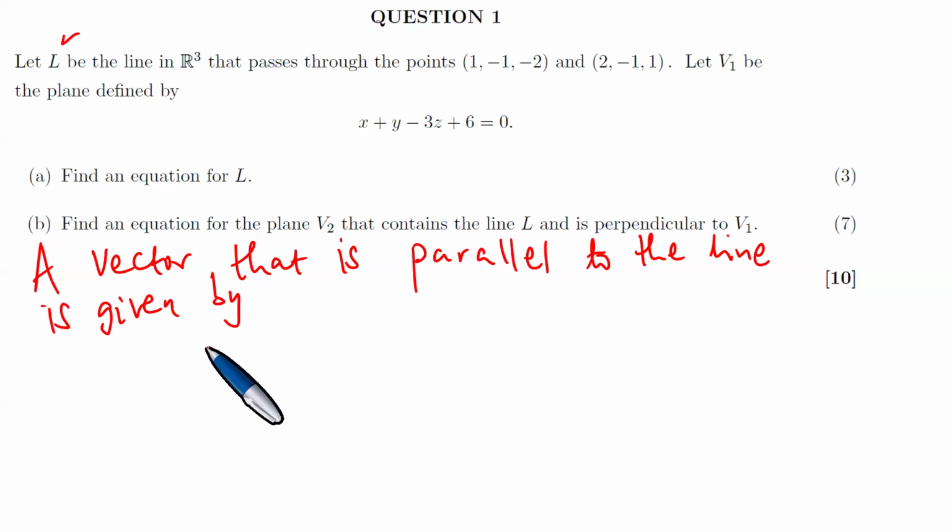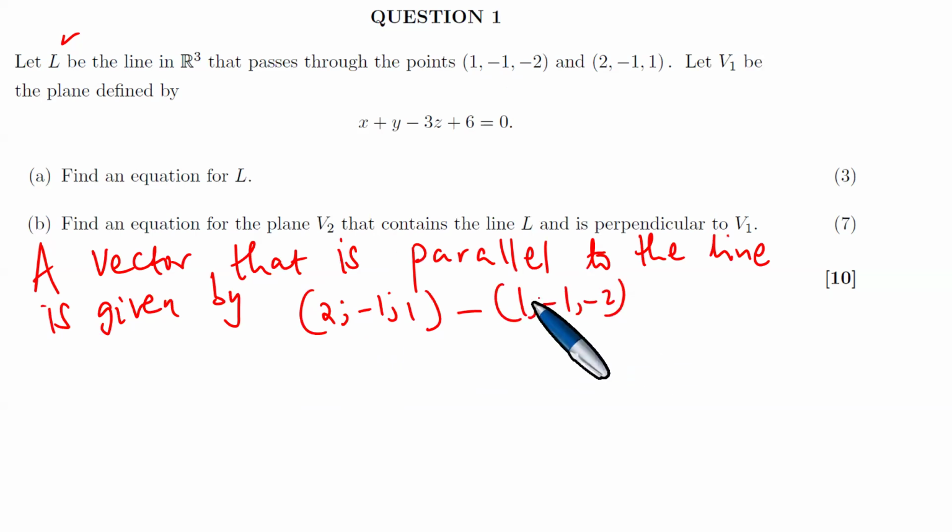So at this point we note that the vector is, if you have this point and that, we can say (2, -1, 1) minus (1, -1, -2). So moving from this initial point to the final point, we subtract them in this manner. We take 2 minus 1, and we subtract. The result is as follows: 2 minus 1, which is 1. Then we have -1 plus 1, which gives us 0. And then we have 1 plus 2, which gives us 3. So a vector that is parallel to the line is given by (1, 0, 3). And because of this, we then say thus.